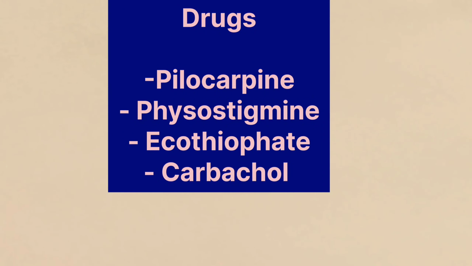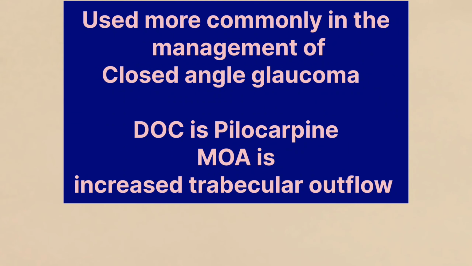The first group is cholinomimetic agents or miotic agents. The drugs are pilocarpine, physostigmine, ecothiophate, carbachol. They are used more commonly in closed-angle glaucoma than open-angle glaucoma. The drug of choice is pilocarpine in closed-angle glaucoma. The mechanism of action is increased trabecular outflow.